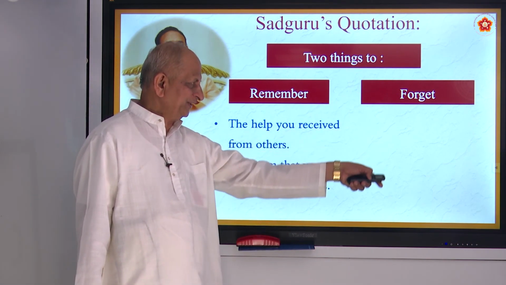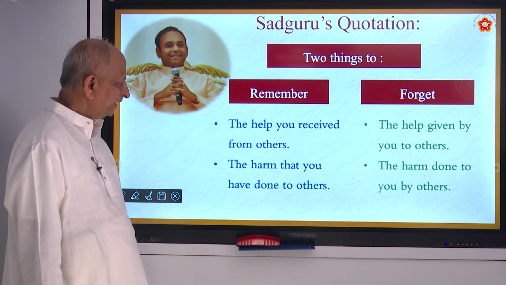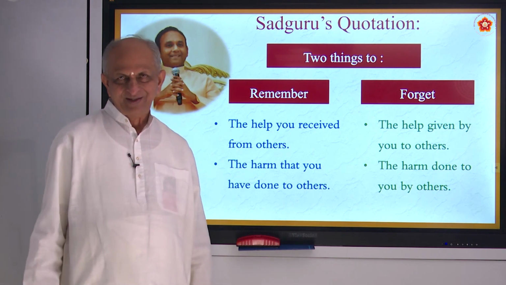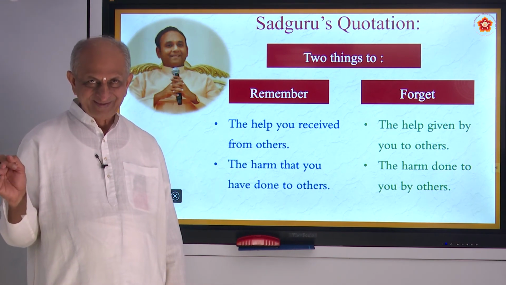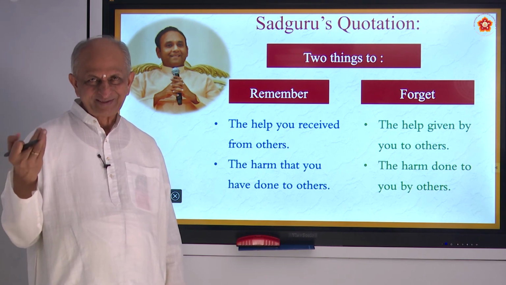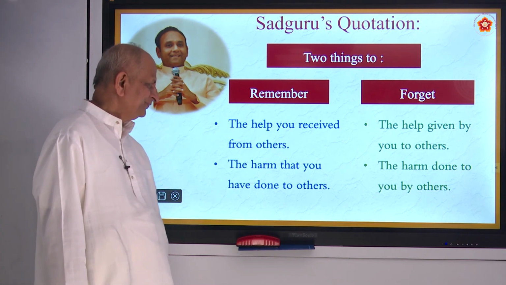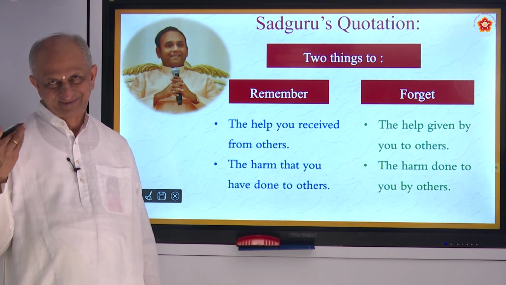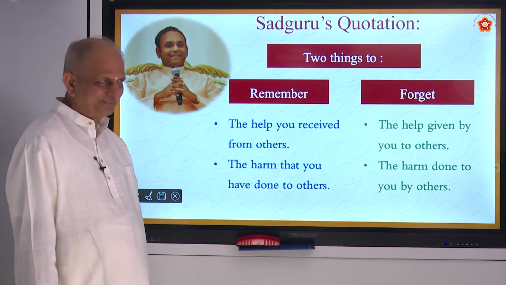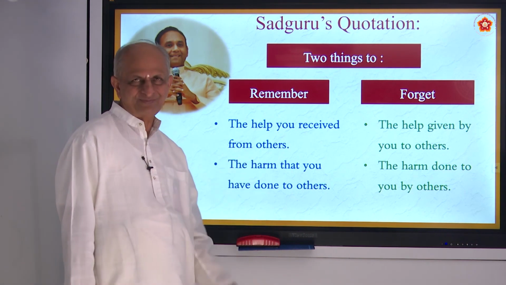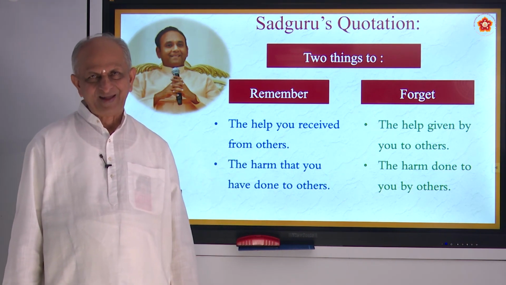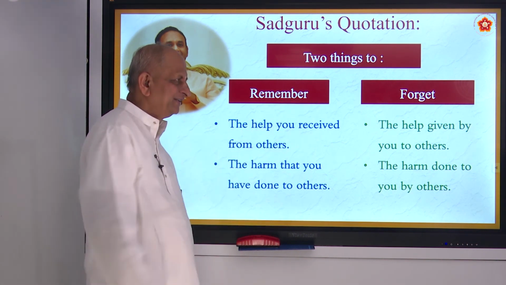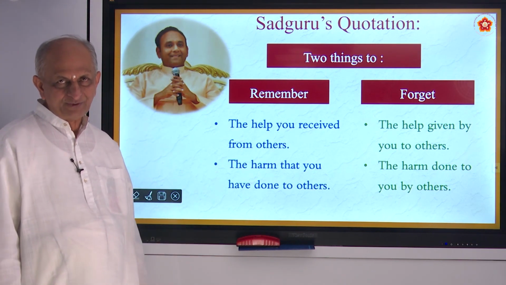But you must forget two things. What are the two things you have to forget? Help you have given to others. Help given by you to others. Help means it may be in the form of money or eatables or things or whatever it is, that you should forget. And harm done to you by others, by thoughts, words, and actions, that you have to forget. Okay? That is just to reduce our ego, what you call ahankara in Kannada. So, Baba says, you should remember these things and you should forget those things. Then only you will progress spiritually.